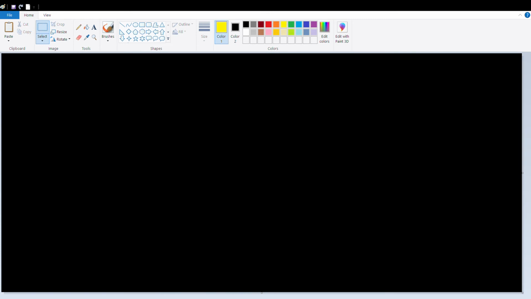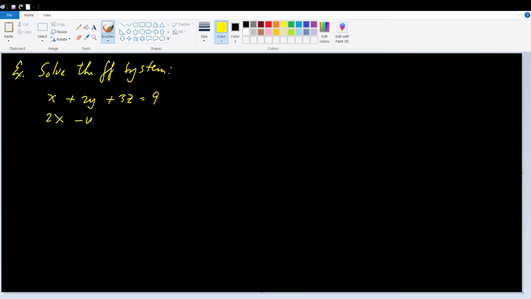Let us take on another example. Solve the following system. Say x plus 2y plus 3z equal to 9, 2x minus y plus z equal to 8, 3x minus z equal to 3. Okay, so this is our system.